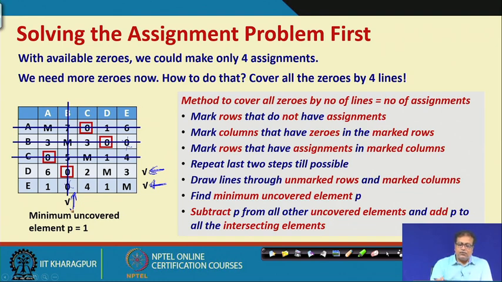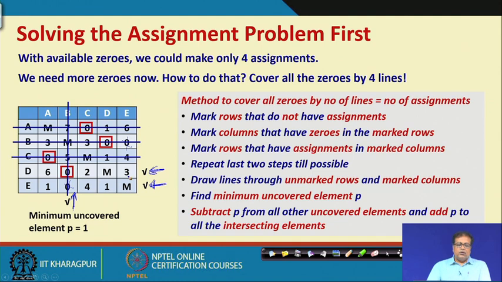The repeat last 2 steps is still possible. That means now we have marked 1 more row. Is there any other 0? If there would have been a 0, we could have marked that column also, but fortunately for us there is no such column. So, we stop here.